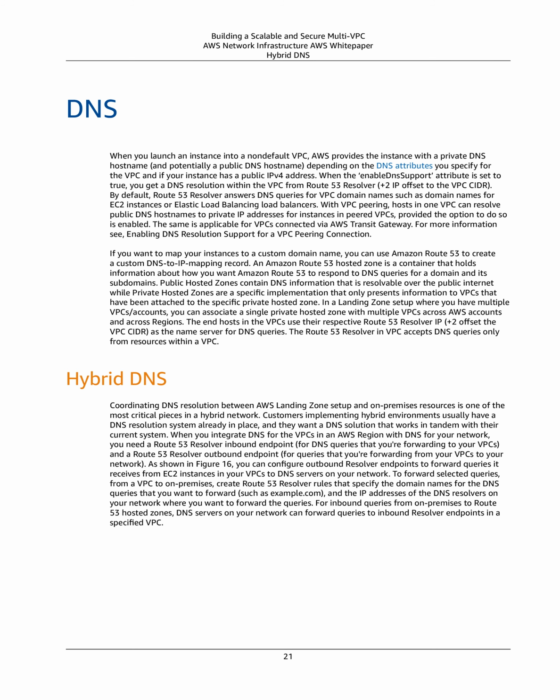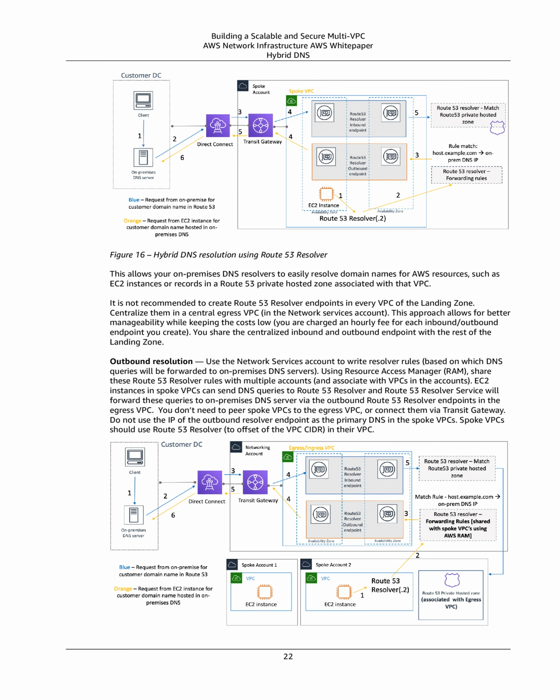For inbound queries from on-premises to Route 53 hosted zones, DNS servers on your network can forward queries to inbound resolver endpoints in a specified VPC. This allows your on-premises DNS resolvers to easily resolve domain names for AWS resources, such as EC2 instances or records in a Route 53 private hosted zone associated with that VPC.